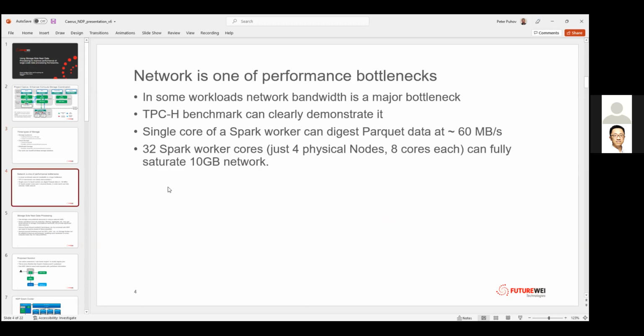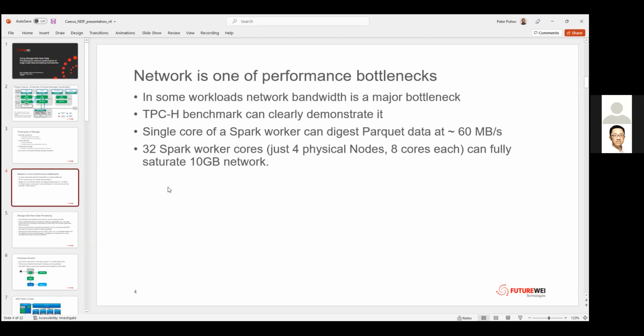Okay, so network is one of the performance bottlenecks. It's important to keep in mind it's only one of the bottlenecks. There may be many others, for example, the retrieval of the data from drives or anything like that. However, what we're focusing on in that effort is the network bandwidth and a little bit of the computational resources of the cluster itself. Now, in some workloads, network bandwidth is really a major bottleneck.